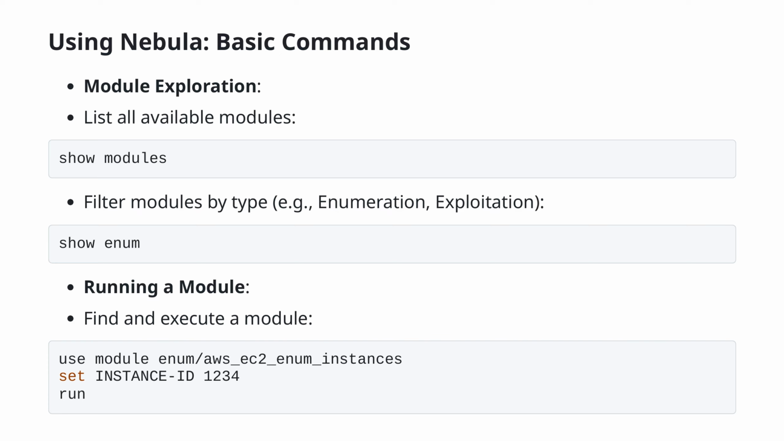Once you've identified a module you want to use, the next step is to execute it. For example, to enumerate AWS EC2 instances, you would use: use module enum_aws_ec2_enum_instances, set instance ID 12034, run. This sequence of commands selects the specific module, sets required parameters, and then runs the module to retrieve the desired information. By mastering these basic commands, you'll be well equipped to navigate and utilize Nebula's wide range of modules effectively.